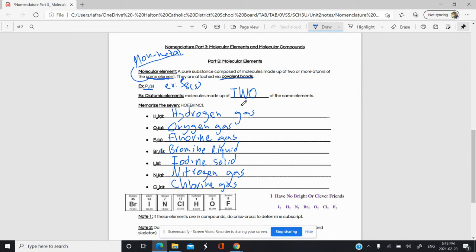So if you have hydrogen gas, its formula is not H, it's H2, and then you put the state in it, g. Remember, g stands for gas. The l, when I write it, it's like this, liquid. And the s, solid. Most of your diatomic elements are gases at room temperature with the exception of bromine and iodine.